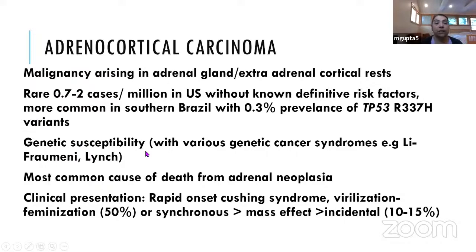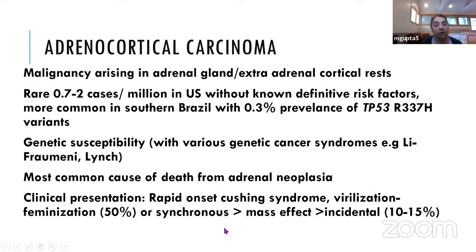There are lots of genetic syndromes associated with it, with susceptibility to various genetic cancer syndromes. The important ones are Li-Fraumeni and Lynch syndromes, and there is a whole list of hereditary syndromes which can show a predilection for adrenocortical carcinomas or even adrenocortical adenomas, including multiple endocrine neoplasia syndromes and others. These lesions, as you can see, are usually large, and malignant lesions are the most common cause of death from adrenal neoplasias, because adrenocortical adenomas and other lesions of the adrenal cortex are benign. They cause a lot of morbidity, but they are not really a cause of death usually in these patients.